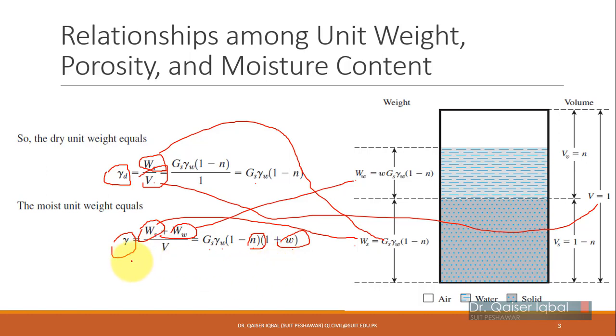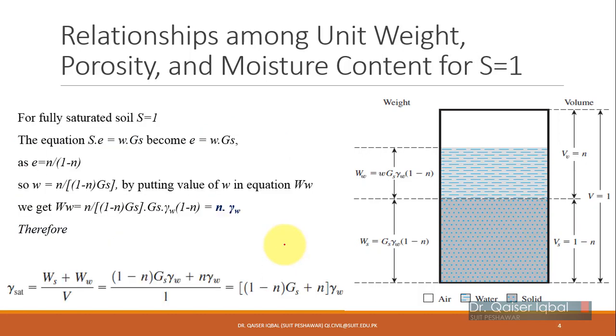So bulk unit weight gamma is equal to Gs gamma W into 1 minus n into 1 plus w, or bulk unit weight is equal to specific gravity times unit weight of water into 1 minus porosity into 1 plus moisture content. Remember, when you are solving numericals in the coming lectures, this should be used as a ratio. You will not put moisture content in terms of percentage in the equation. We will be solving problems in a while, then you will know how we are going to use this.